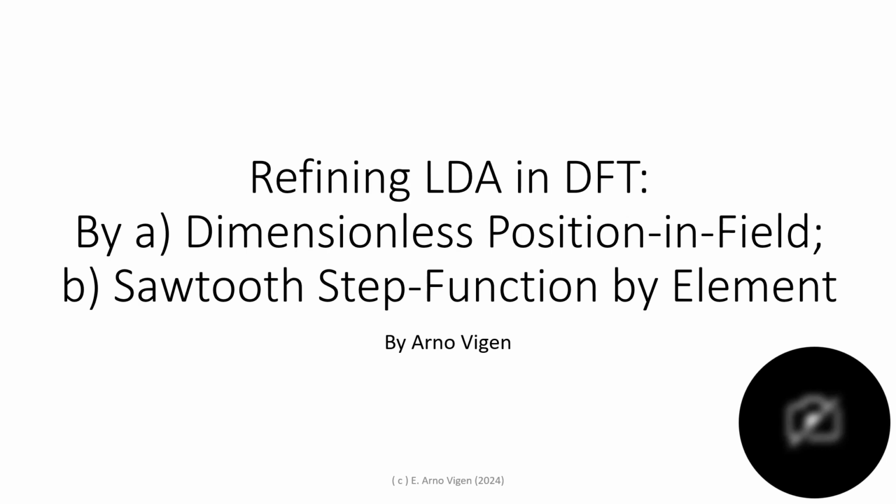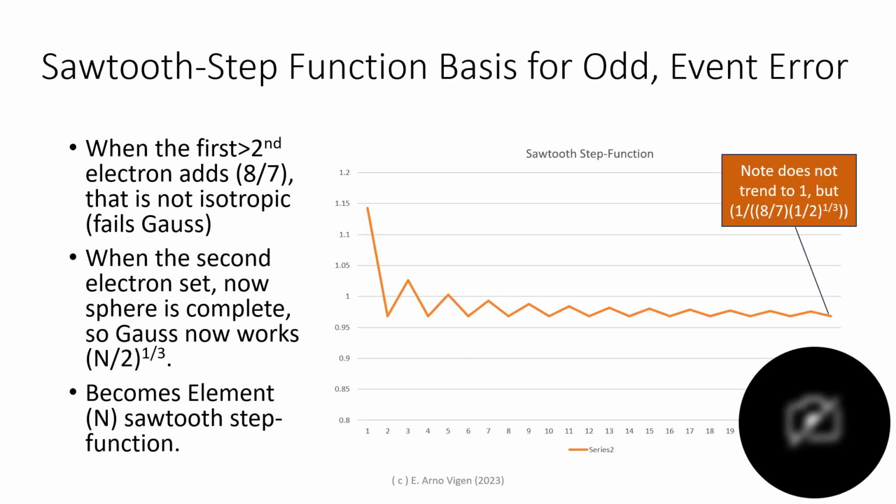Refining LDA in DFT by a dimensionless position and field sawtooth step function by element. Now, we're all used to this odd-even nature of the periodic table in different elements. Basically, as you go along, there's an odd, then an even, then an odd, then an even. It goes up and down, okay?